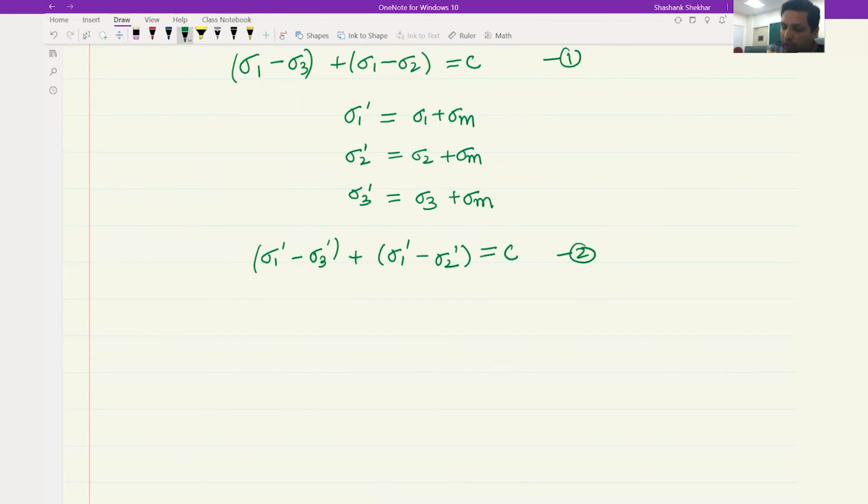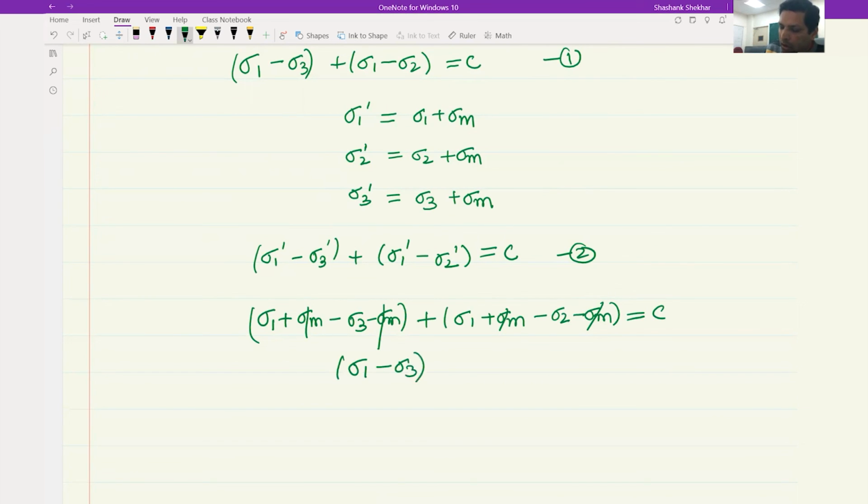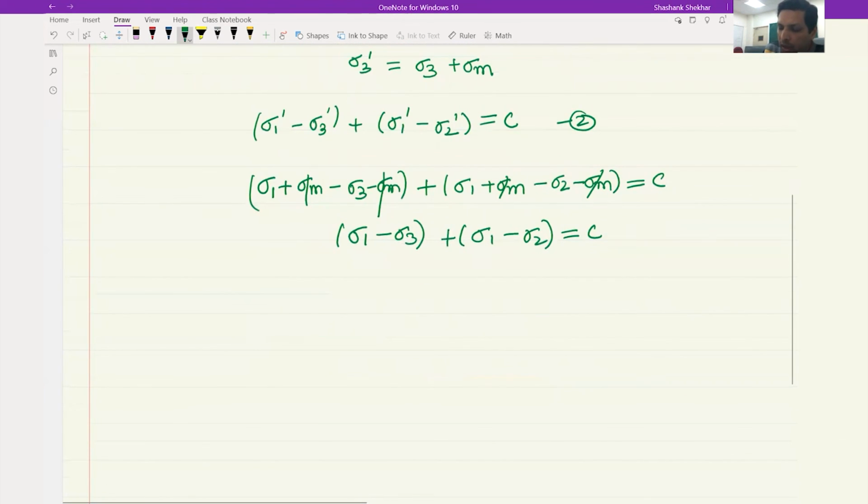And we will put these values from here. So sigma 1 plus sigma m minus sigma 3 minus sigma m plus sigma 1 plus sigma m minus sigma 2 minus sigma m equal to C. So these two get cancelled, and what we are left with is sigma 1 minus sigma 3 plus sigma 1 minus sigma 2 equal to C. So what we see is that this again comes down to the same equation that we started with, which means that equation 1 and 2 are the same.